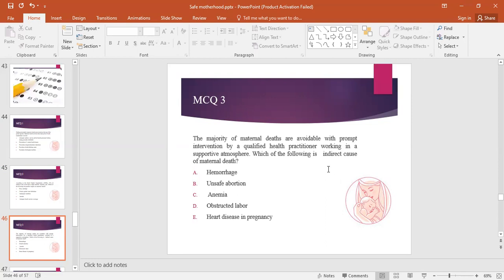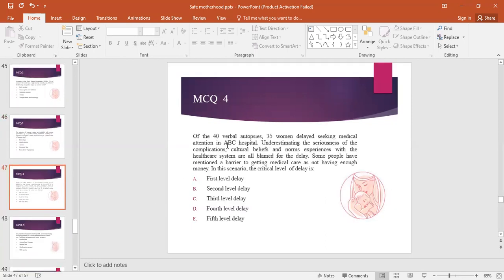Indirect cause. Yes, E is the right answer, heart disease in pregnancy. Of the 40 verbal autopsies, 35 women delayed seeking medical attention in ABC hospital. Understanding the seriousness of complication, cultural beliefs and norms, experiences with the healthcare system are all blamed for the delay. Some people have mentioned a barrier to getting medical care as not having enough money.